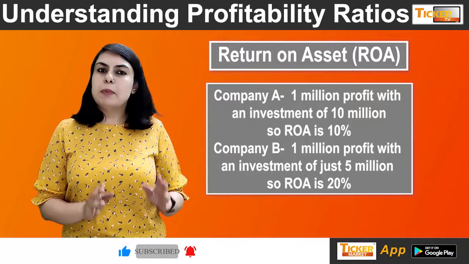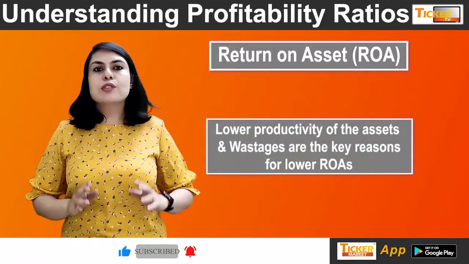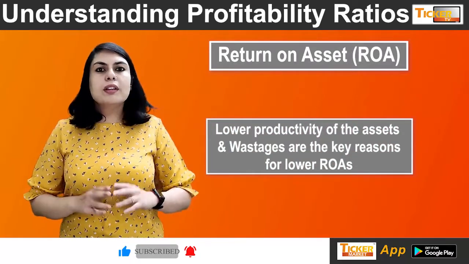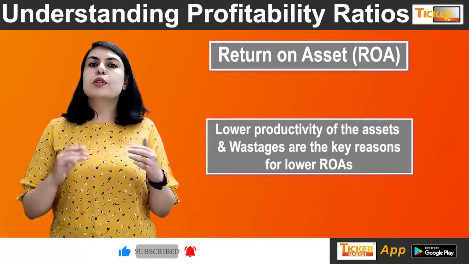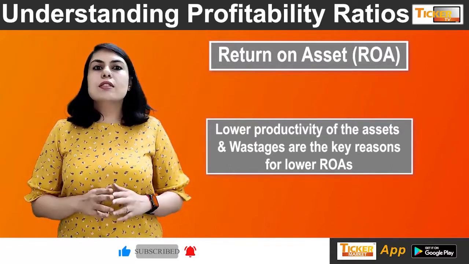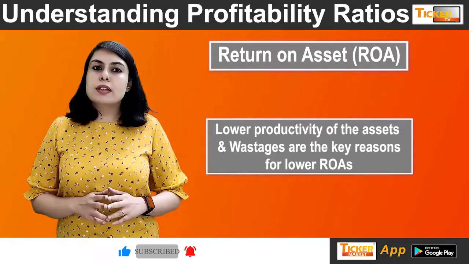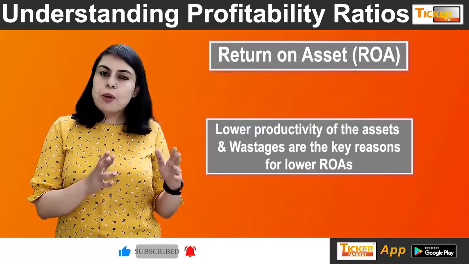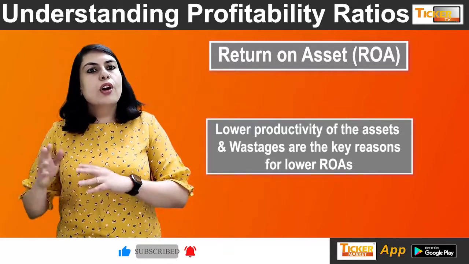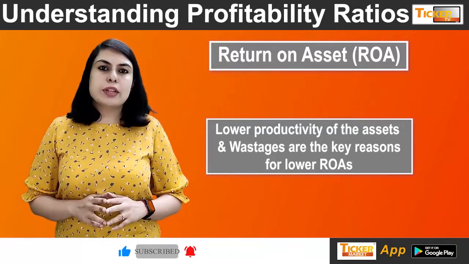Lower productivity of the assets or wastages are the key reasons for lower ROAs. Lower productivity of the assets can be cured by proper repair and maintenance or replacement of the old assets. Wastage not only means product or raw material wastage; the wider meaning of wastage includes idle labor hours, etc. Proper production planning and testing the products at every stage can significantly reduce the wastages.